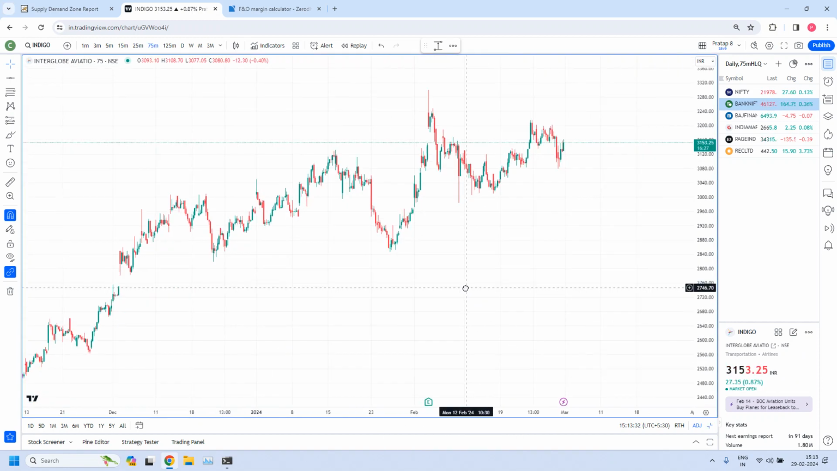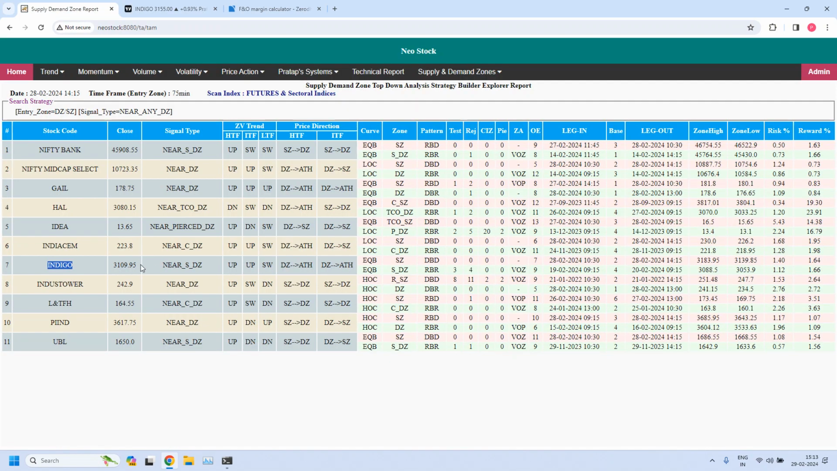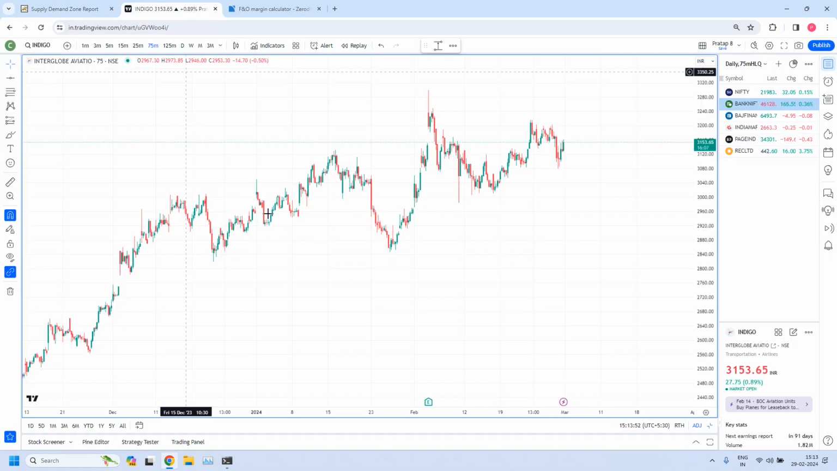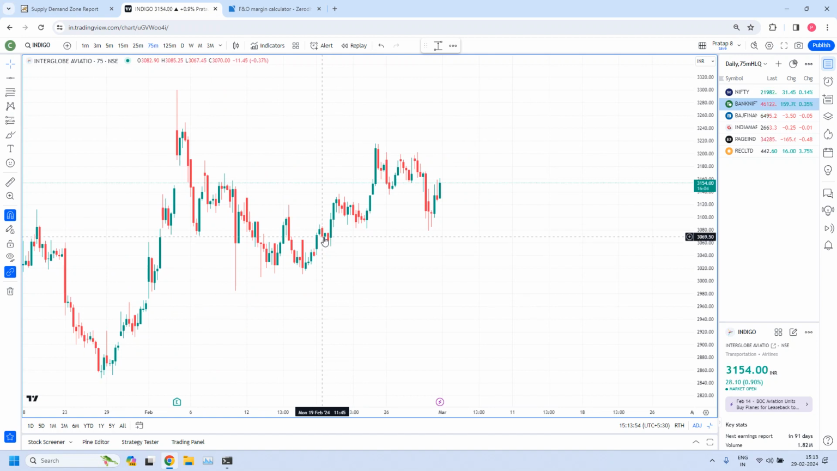How to remove drawings. Okay, what is the exact leg-in candle? We have 19th February 2024 at 9:15. Four candles are there. So 19th February, 9:15, we have 1, 2, 3, 4 base candles. So let us draw the zone.